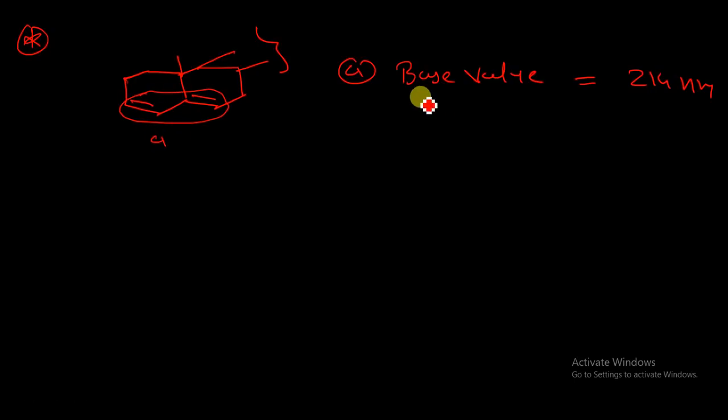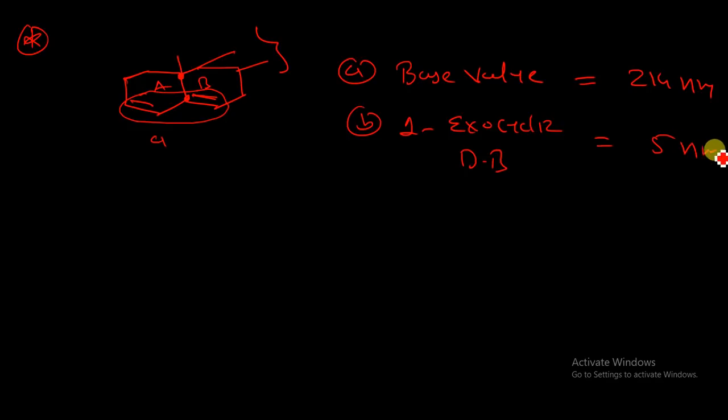Okay, I am writing down A over here. The second part, that is B part, I have to consider ring A and ring B. For ring A, there is one exocyclic double bond. Ring B has no exocyclic double bond present over here. So there will be one exocyclic double bond present over here, so I have to add 5 nanometer.